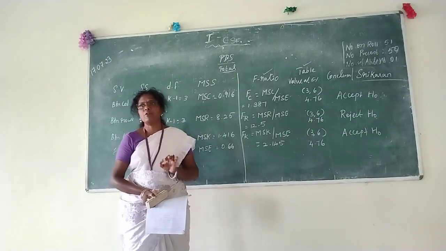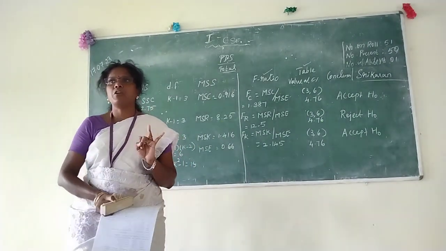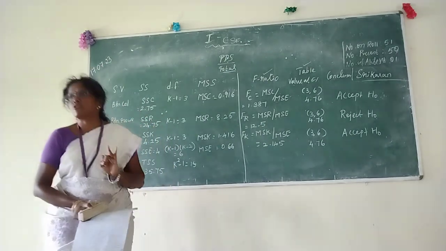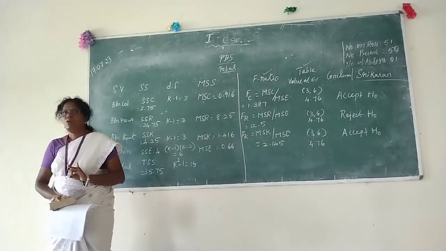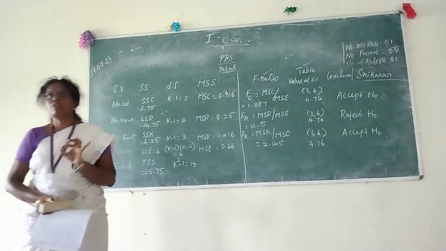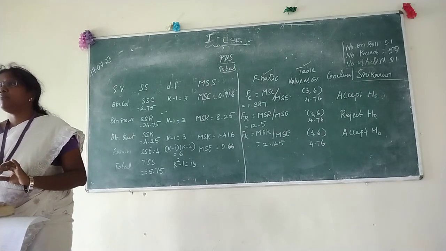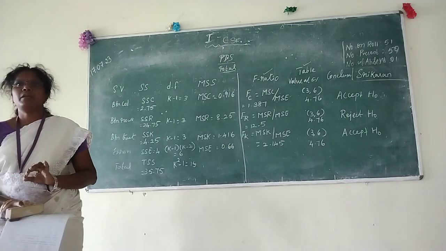Don't forget to write the conclusions in all the problems in your unit 4 as well as in your unit 5. Statement conclusion is compulsory. Whether you accept H naught or reject H naught, you should not stop. You write the conclusion in the form of a statement. Understood? Any doubts for anyone?